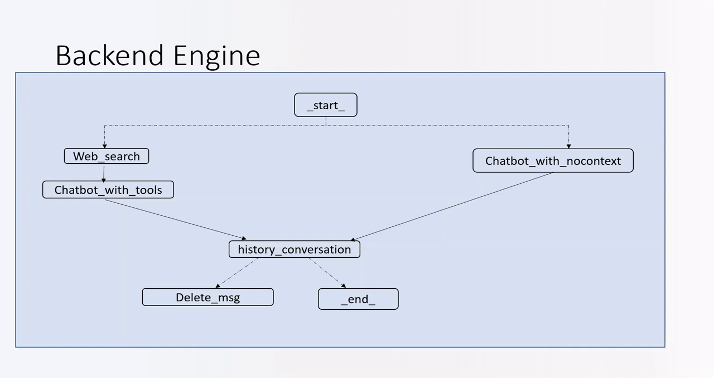Then the LLM will decide whether it needs more context to answer the question correctly, or whether it can answer it via its own training data. Suppose it's a standard definition, it can answer it without any extra context. So it goes to the right side, chatbot with no context generates a response, and goes to the next step, which is history conversation, where we will come again in another minute.